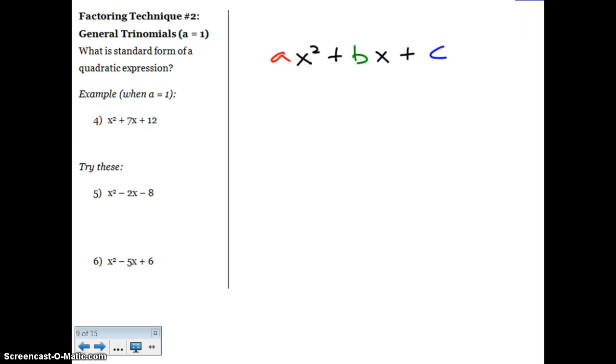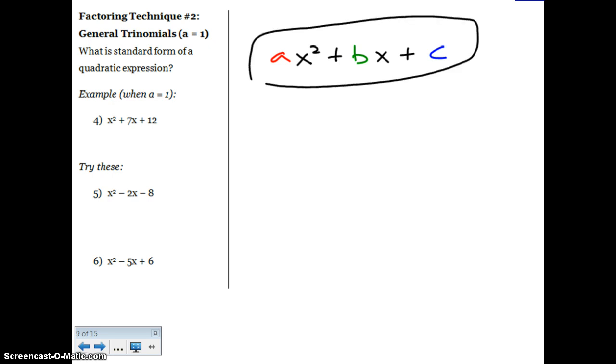Here's an easier factoring type problem. Factoring technique number 2, general trinomials. So trinomials means there's 3 terms, and this applies when the a value equals 1. So the standard form of a quadratic expression I've written right here, that's ax squared plus bx plus c. So a is the coefficient of x squared, b is the coefficient of just x, and c is a constant. This works when a is 1. If you notice in all these examples here, a is 1. There's no number before the x squared.